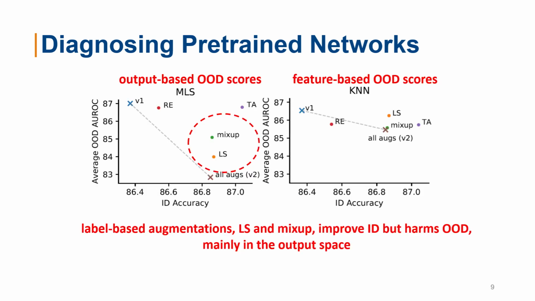We add data augmentations on the basic V1 model, and each time only a single data augmentation is added. We observed that label-based augmentations, label smoothing and mix-up, improve ID but harm OOD performance, and the harmful impact is mainly in the output-based OOD performance, MLS, where feature-based OOD performance is less impacted.